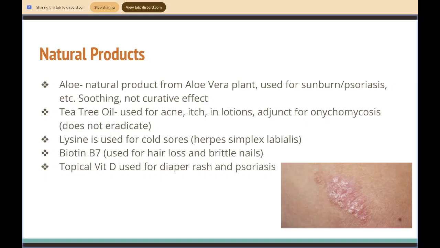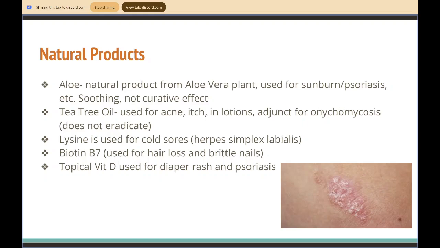Okay, natural products. We have aloe. This is natural from the aloe vera plant. It's used for sunburn and psoriasis. It has a soothing but not a curative effect. Next, we have tea tree oil. This is used for acne, itch, in lotions, and as an adjunct for onychomycosis. It does not eradicate. Lysine is used for cold sores caused by herpes simplex labialis, and biotin B7 is used for hair loss and brittle nails. Last but not least, topical vitamin D is used for diaper rash and psoriasis.